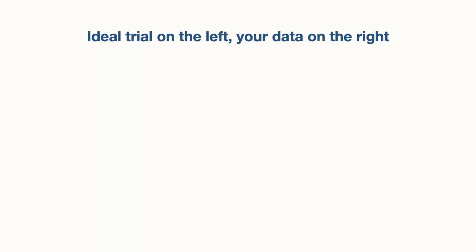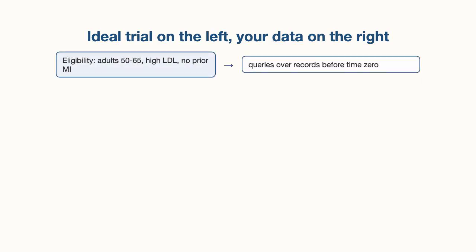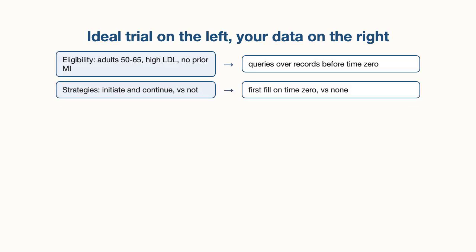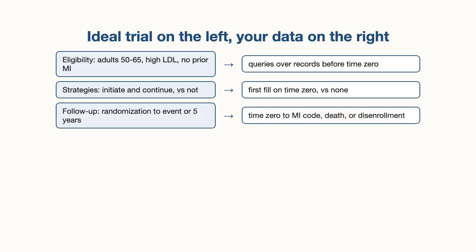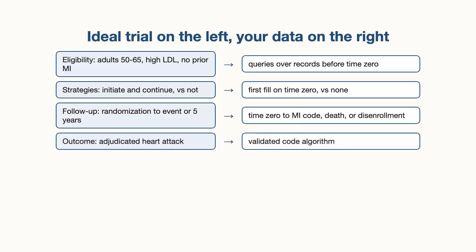The left column holds the 7 components of the trial you would run. The right column holds what your data can actually do in data dictionary detail. Eligibility becomes queries over records before time 0. Treatment strategies become dispensing definitions. First fill on time 0 versus none. Follow-up becomes clocks, from time 0 until a heart attack code, death, disenrollment, or 5 years. The outcome becomes a validated code algorithm.